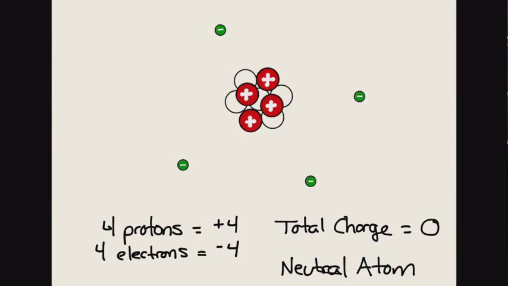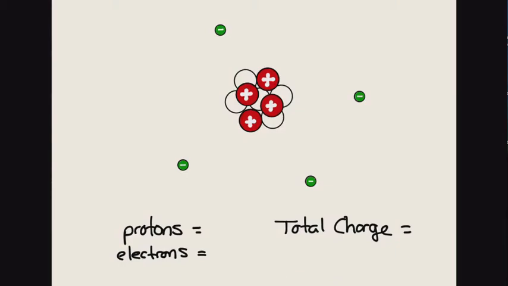Okay, here we go. It doesn't look like anything changed, but we're actually on a new page. I'm going to go ahead and erase these numbers. I'm going to leave the protons and electrons there, and the total charge, and I'm going to get rid of this neutral atom. Okay, so I'm going to look at a new atom.